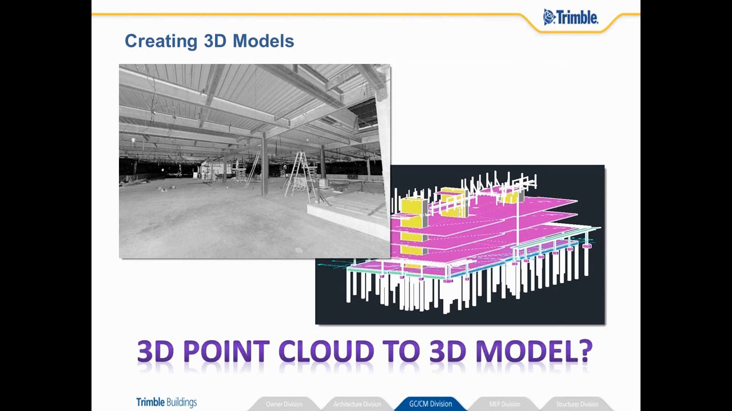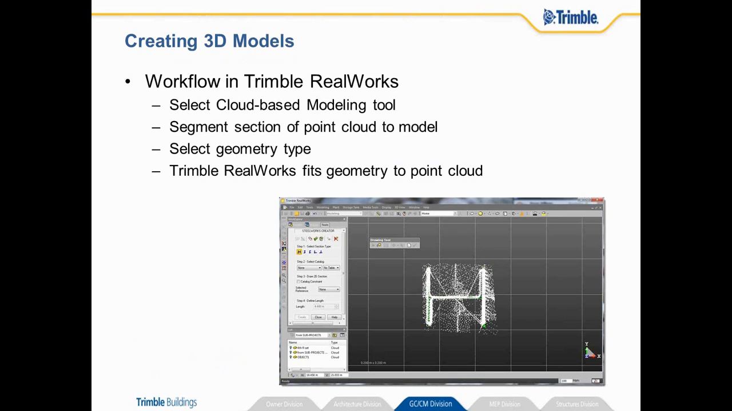Okay, now let me show you how we can move on and create 3D models. So here's the process, the workflow. In Trimble RealWorks, we select the area that we want to model. We segment out a section of that, and then we select the geometry type we want to create.